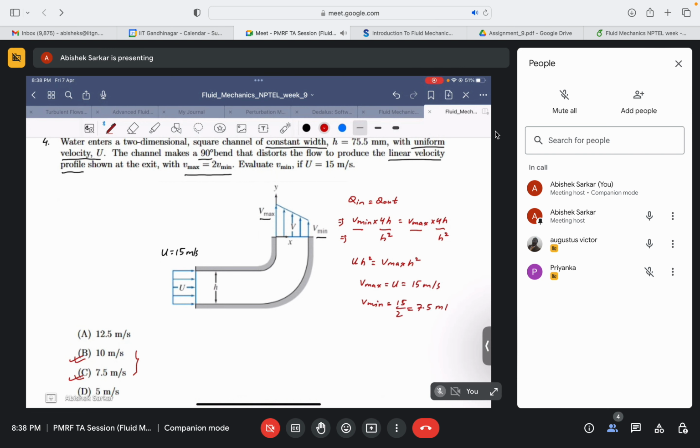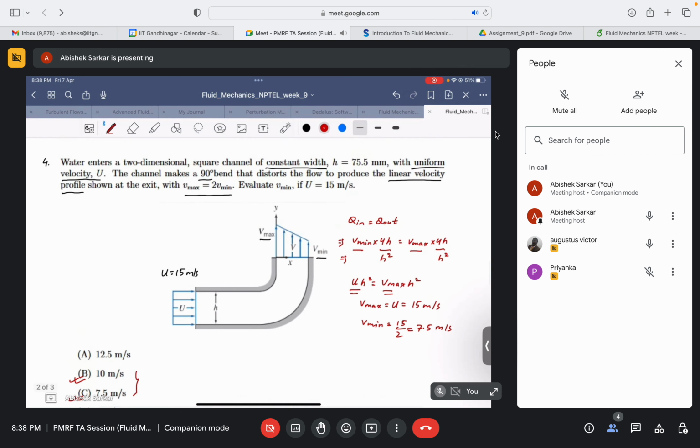So this was an approach, but again let me ask, why did you choose the outlet velocity as vmax? That's my question. Because it is given in the problem, sir, that it distorts the flow to produce the linear velocity profile shown at the exit with V max equal to 2V. Yeah, but they have told it is a linear velocity profile, right? It is not uniform.